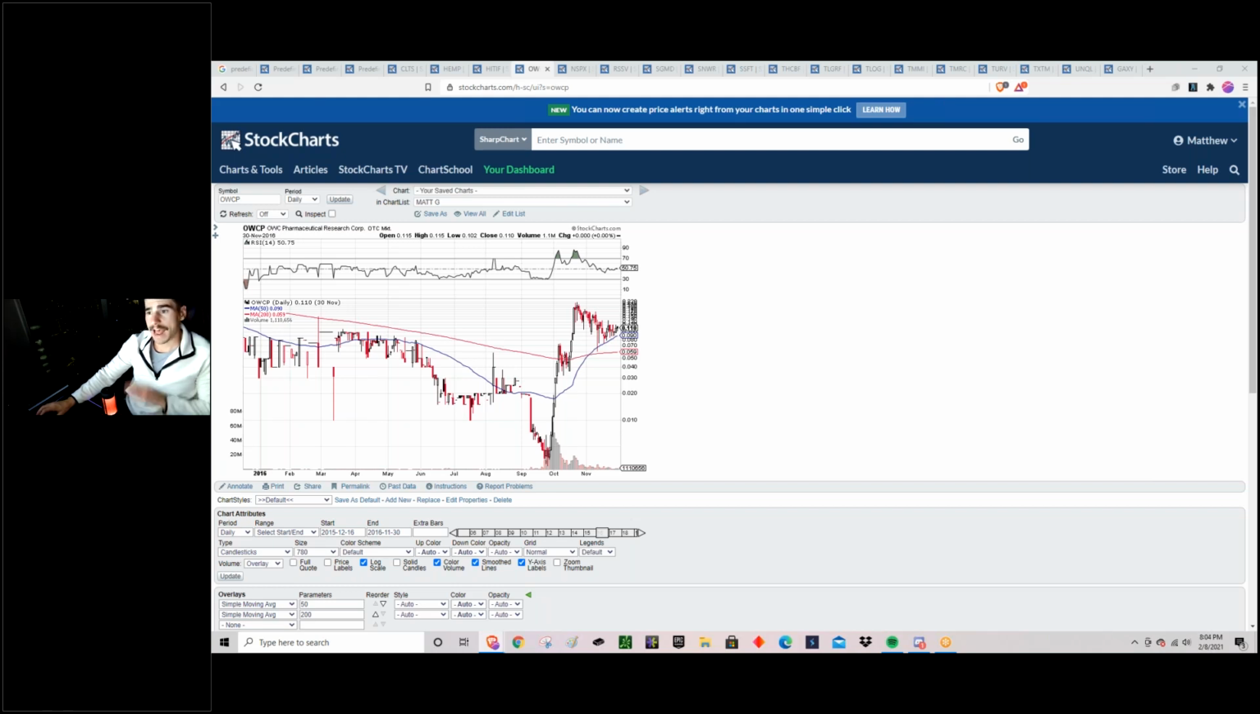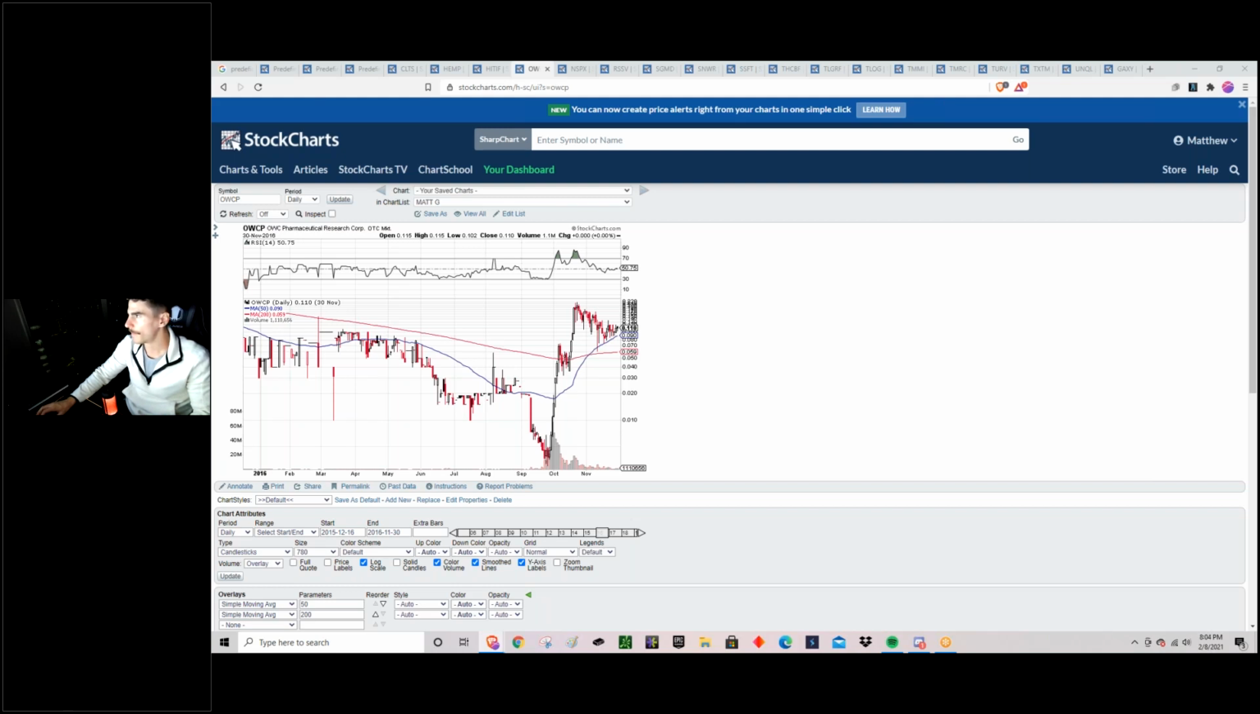And again, I'm not going over this because I'm telling you that this is what I'm looking for right now, because obviously this part of the market's dead. I'm just giving you an idea of how to scan for OTC and what to look for with OTC.